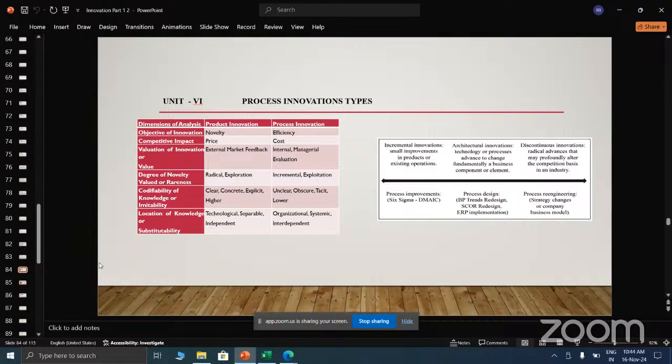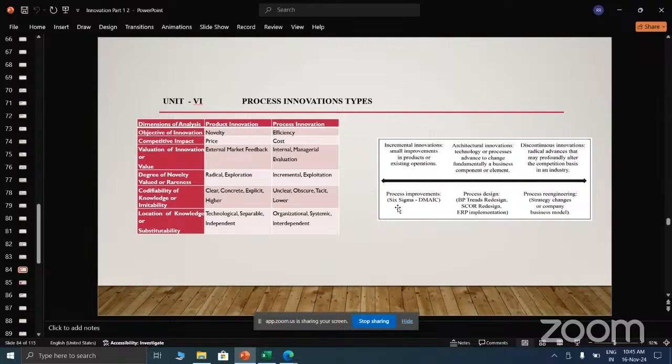And under codifiability of knowledge, we look at whether the idea is clear, concrete, and explained, and gives us higher outputs. Under process innovation, we look at whether it is unclear, obscure, tacit, or lower costs. And under location of knowledge, if it is technologically good, separable and independent, that is product innovation. And under process, we look at the organization level, whether it is systematic and interdependent or not. And under types, if you look at this picture here, the incremental innovations, architectural innovations, and discontinuous innovations.